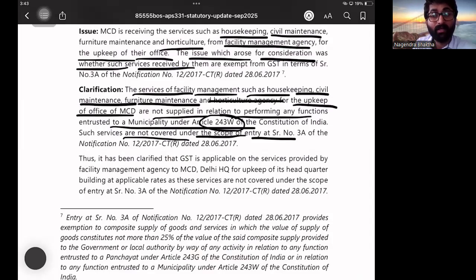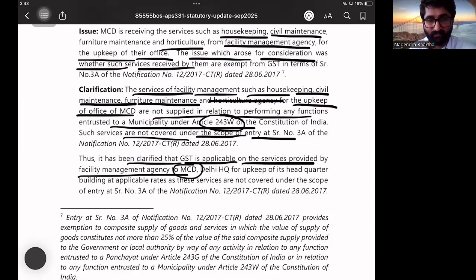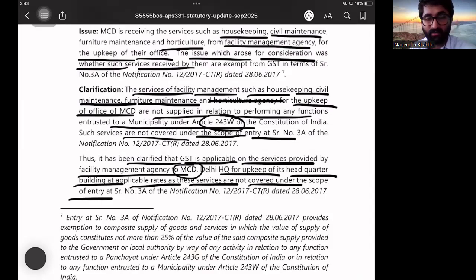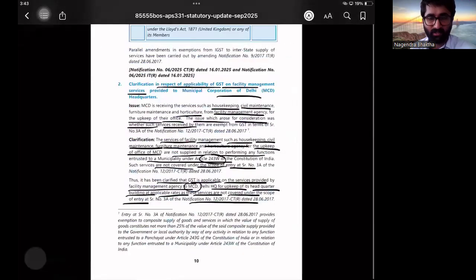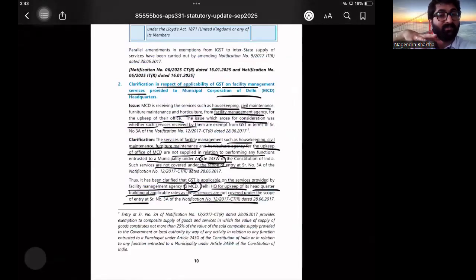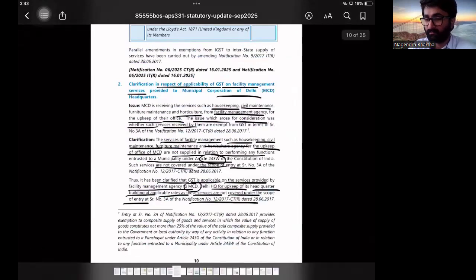See, given by them is exempt. Received by them is exempt? No. Thus, it has been clarified that GST is applicable on the services provided by Facility Management Agency to Municipal Corporation of Delhi, headquarters for upkeep of its headquarters building at applicable rates, as these services are not covered under the scope of entry at serial number 3A of the notification. So that is the point which is given here. So MCD giving services exempt. They are taking these kind of services, that is not exempt here.